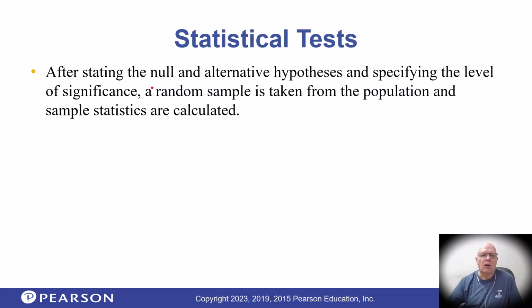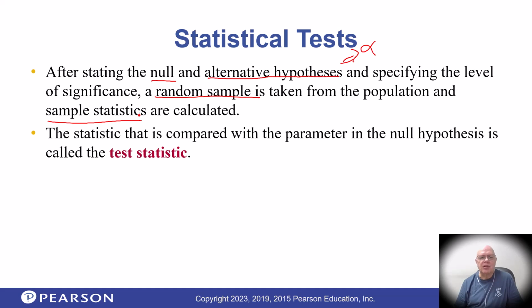So after stating the null and alternate hypothesis, I've shown you how to do that, but you'll have to practice though, you have to specify the level of significance. So after you get these hypotheses set up, decide what your level of significance is. Then you take the random sample, and then you get your sample statistics. The statistic that you use that's compared with a parameter, remember, for example, if you're talking about the mean, your sample statistic will be x bar. And that's going to be what you use in your hypothesis test. That x bar will actually be the test statistic. That's what you're going to use to make guesses about whether that claim is true or not.